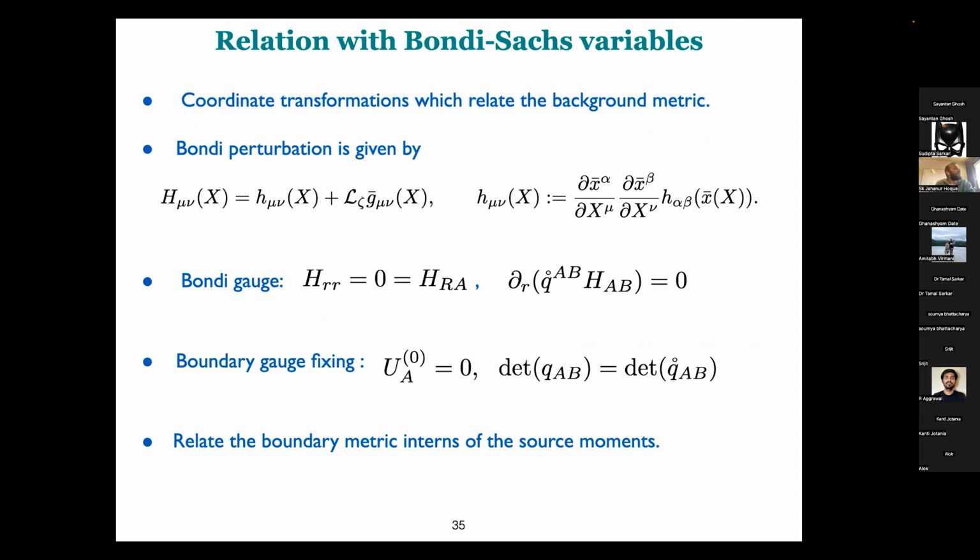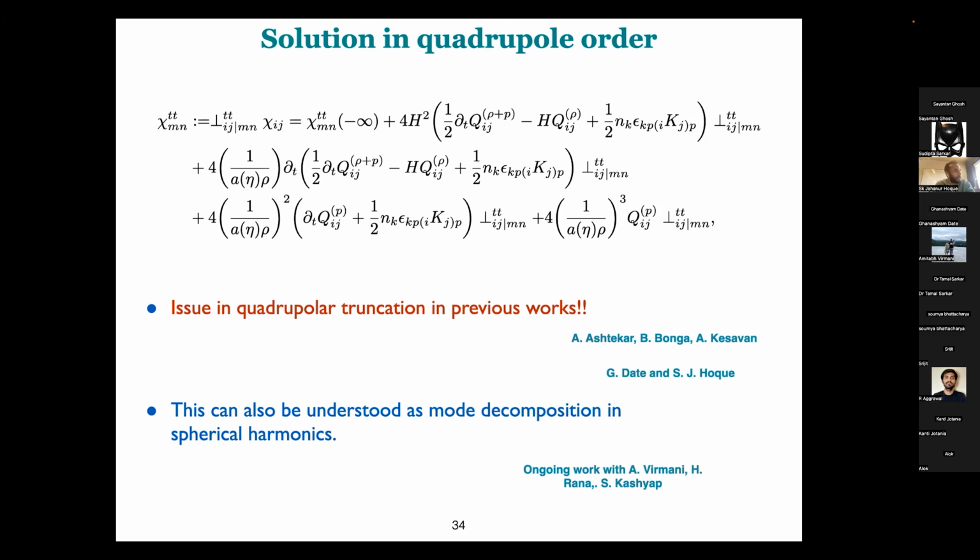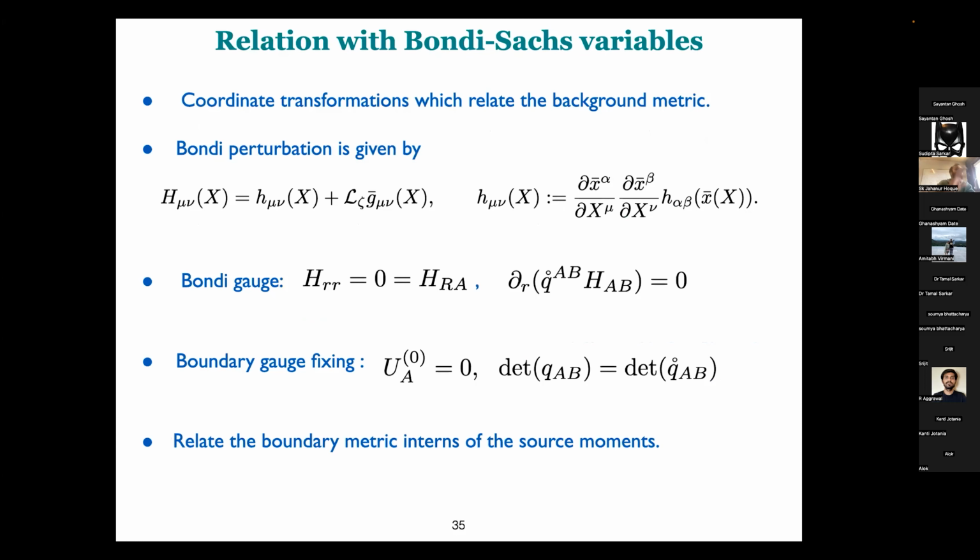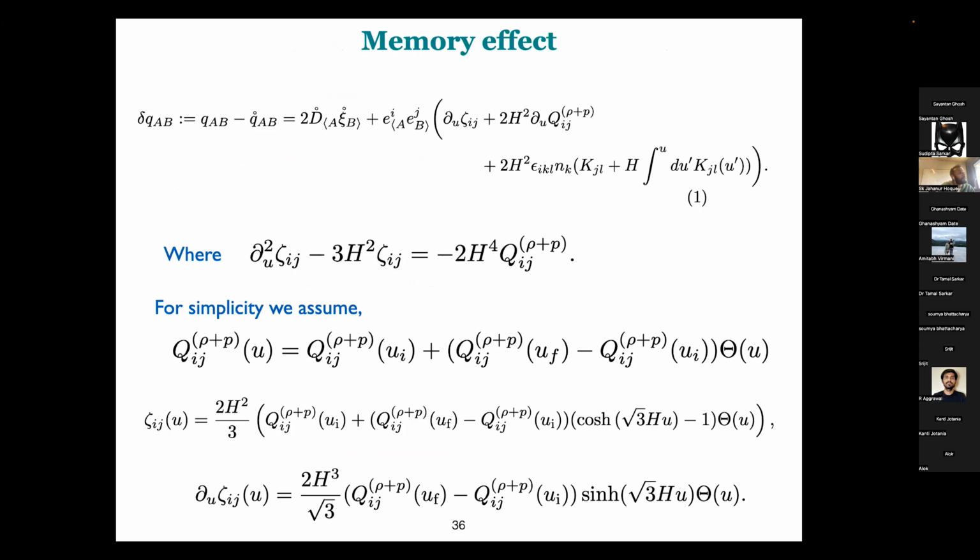Now, how can I relate these solutions in the generalized harmonic gauge to all these Bondi-Sachs variables? The usual prescription is to just do a coordinate transformation. But not only does the coordinate transformation have to work, you also have to put the perturbation in the Bondi gauge, right? And I also did the boundary gauge fixing, which I am working on. So if I take care of all these things, then I can relate my boundary metric Q_AB in terms of all these moments.